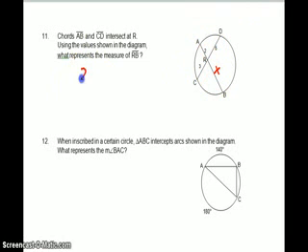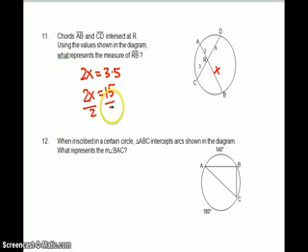So we're going to multiply 2 times X, and that will equal 3 times 5. So 2X equals 15. Divide both sides by 2. X equals 7.5. And that's what we're looking for, so our answer is 7.5.